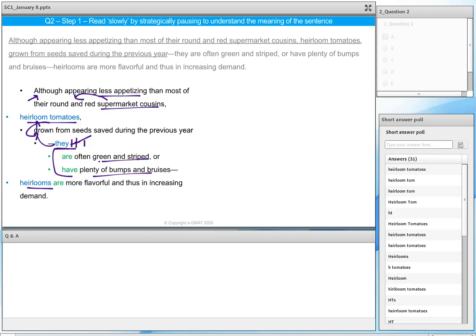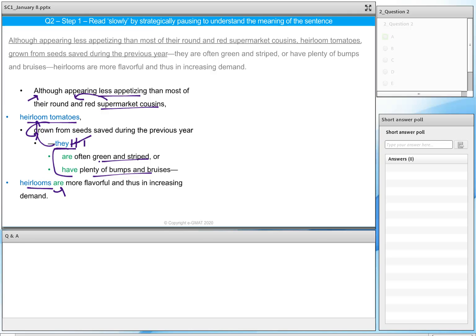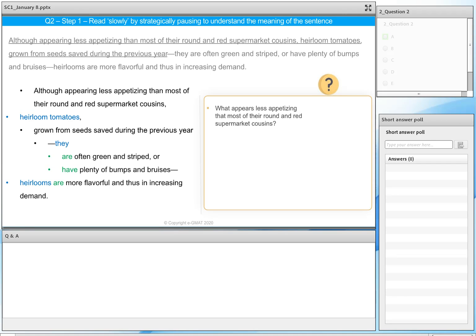Heirlooms, okay, some more information about these heirlooms. Heirlooms are more flavorful and thus increasing in demand. All right, so I've worked through my sentence. A lot of information about these tomatoes. So I'm going to pull these key aspects, but remember, one of the ways I said we could pull key aspects is through probing questions. So I'm going to ask you guys some probing questions, and then we're going to turn those probing questions into key aspects. So first question I have is, what appears less appetizing than most of the round and red supermarket cousins?